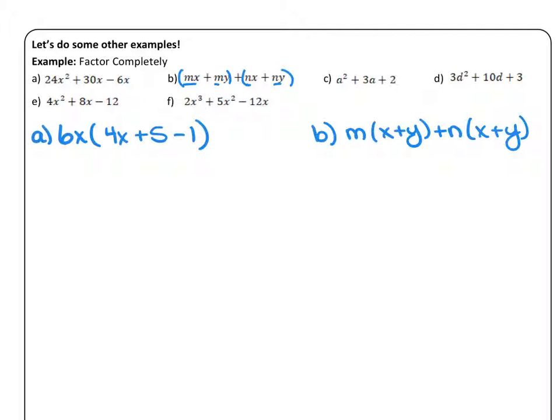Just like we did with the decomposition method, we have a factor of x plus y, and what's left is m plus n.